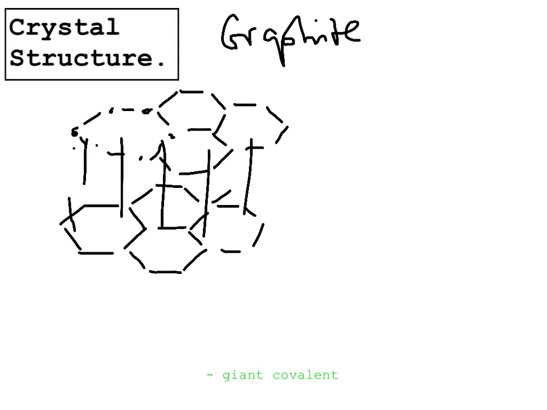Now, because not all the electrons are used in bonding, there's a free electron in between the layers, and this allows graphite to conduct electricity. So graphite does have electrons that can move throughout the structure. It has free electrons that can move throughout the structure.